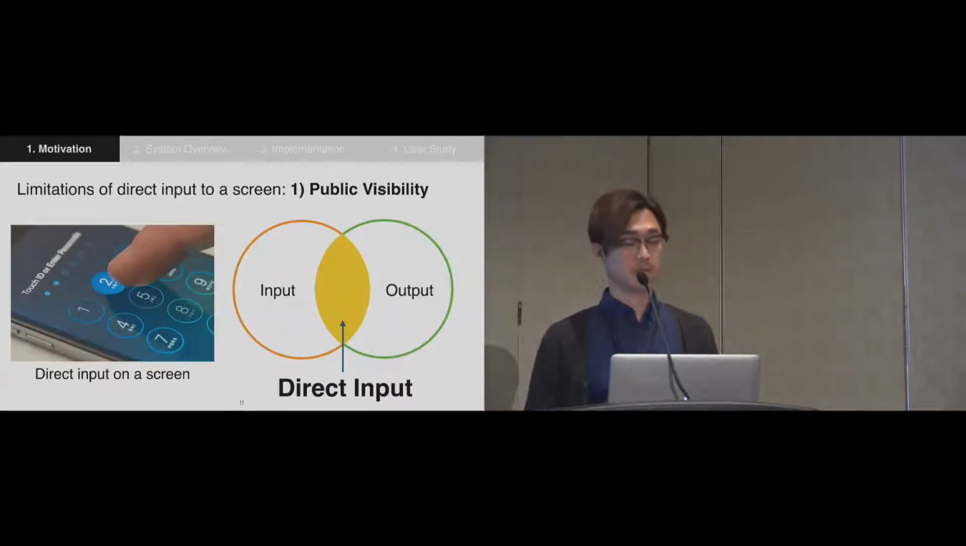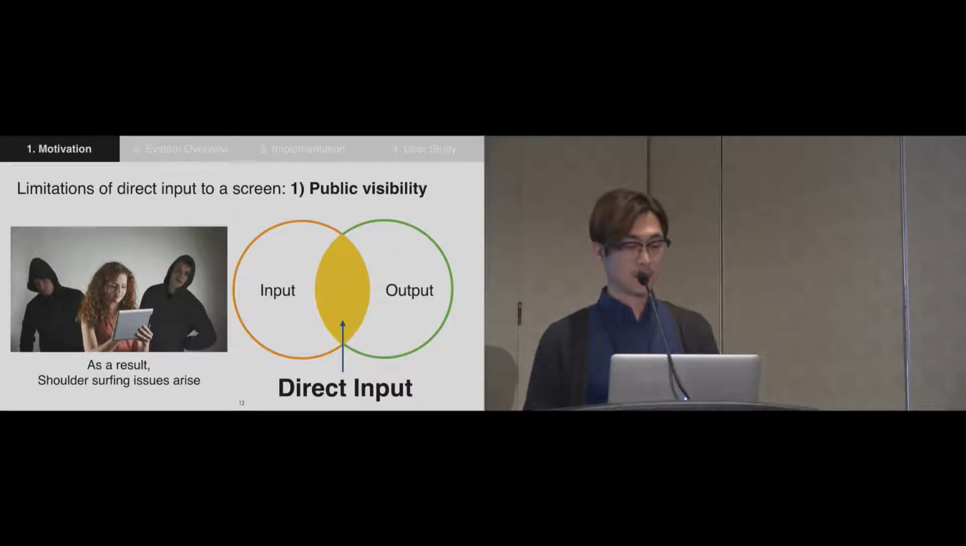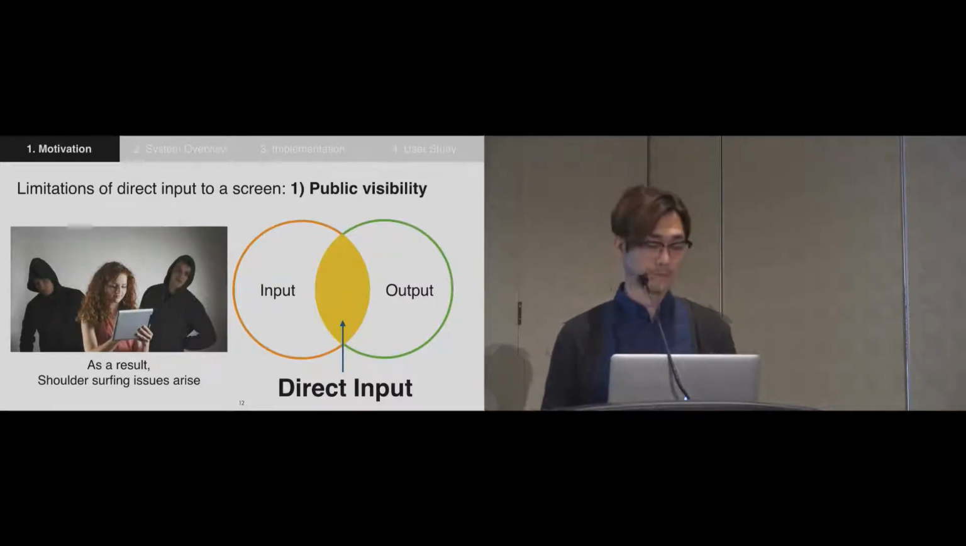The first limitation of direct input to a screen is that the user's input is exposed. The original function of a screen is to show information to all. If you enter information directly on this output space, then the input will be exposed to everyone. Because of this limitation, personal and private information are also exposed. Therefore, sharing input and output space causes so-called shoulder surfing issues.